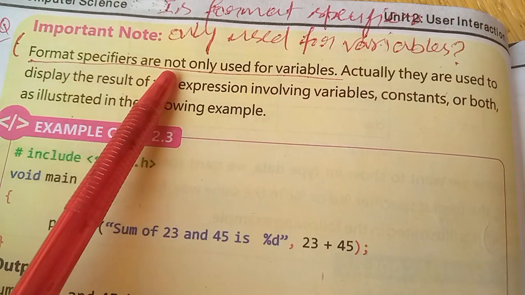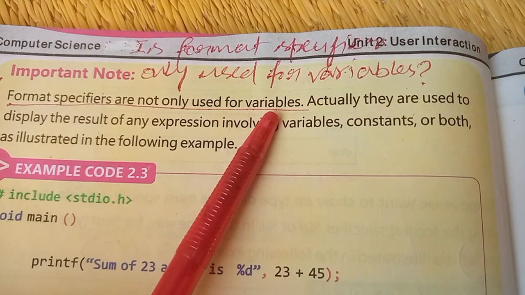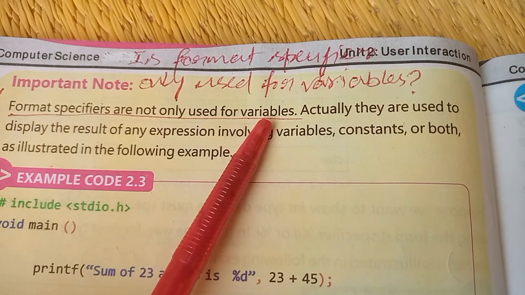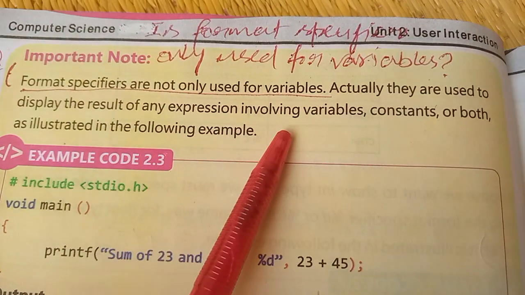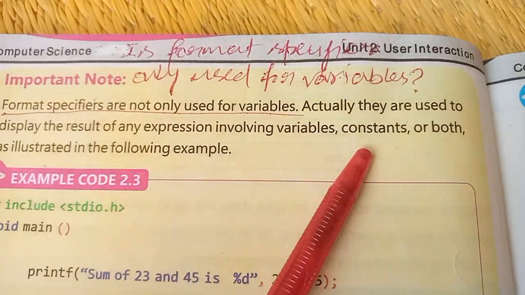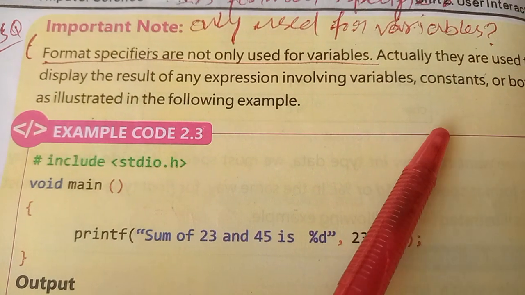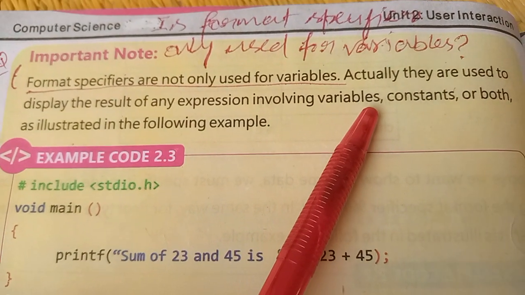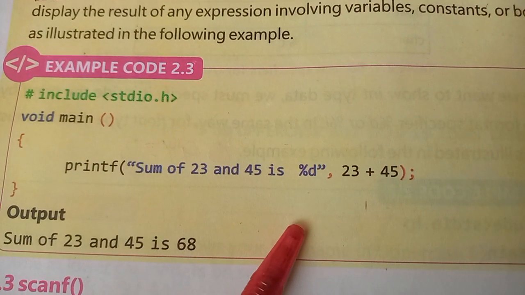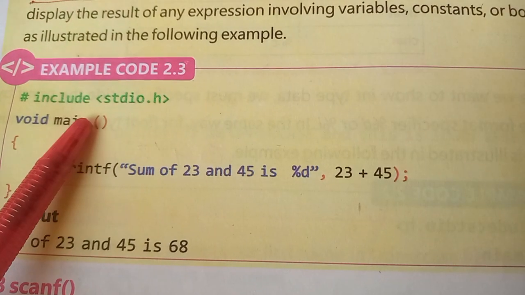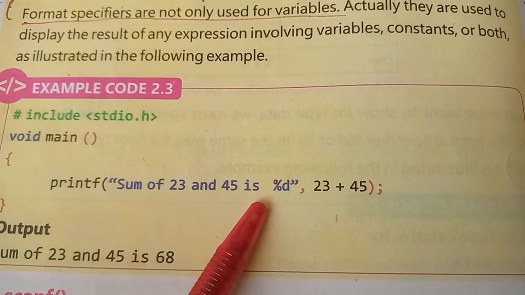Format specifiers are not only used for variables, they can also be used for values. Actually, they are used to display the result of any expression involving variables, constants, or both. So after writing these two lines, here is an example which is given, and you will include this in your long question answer.